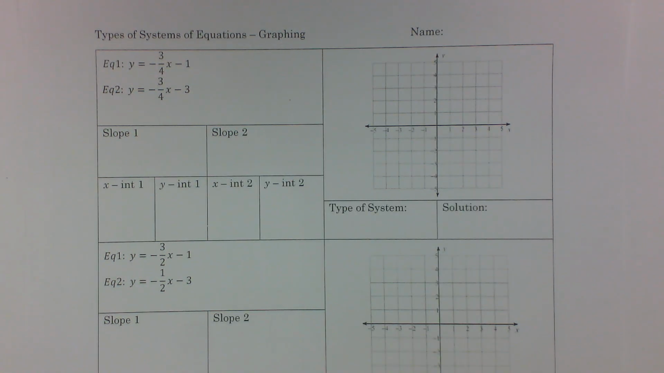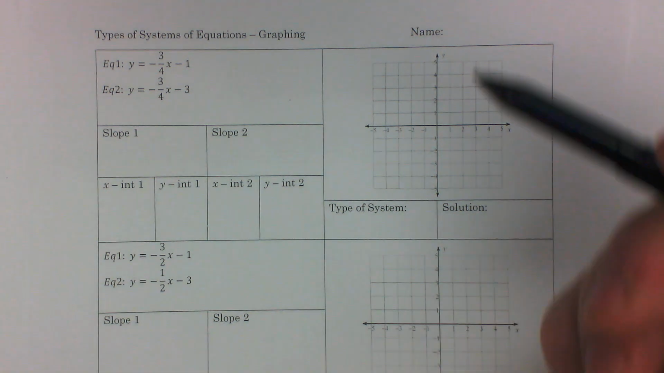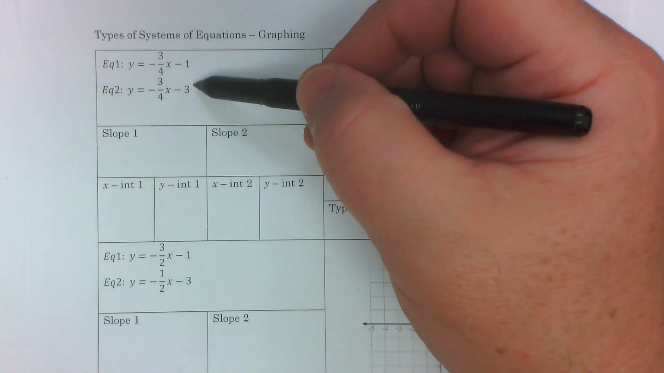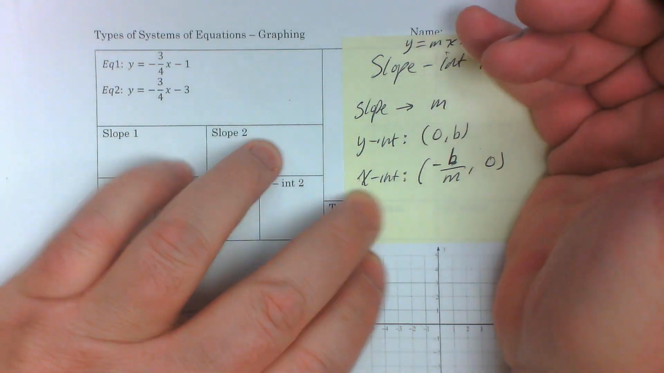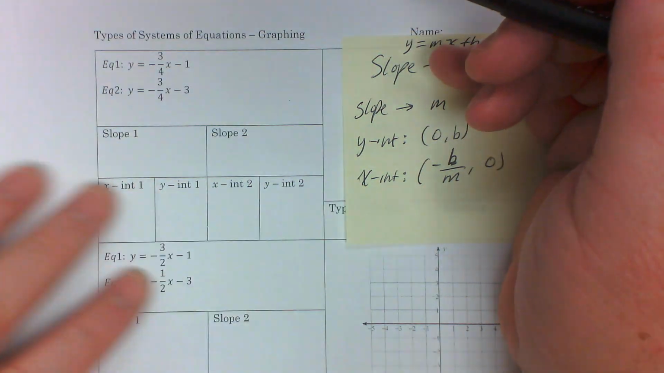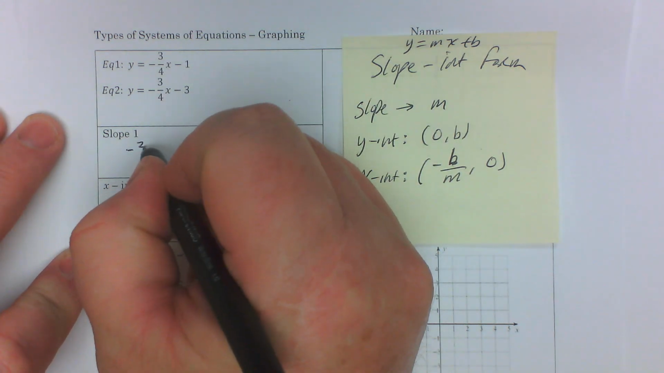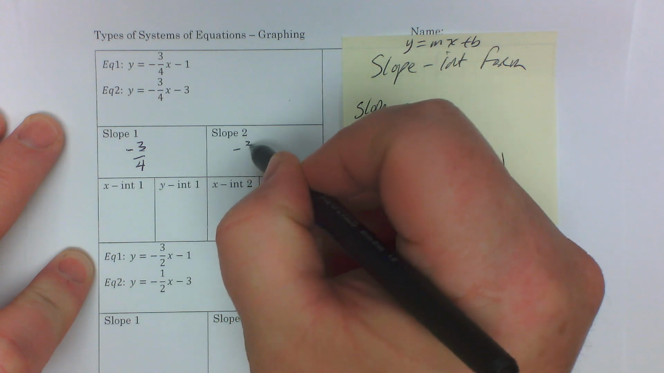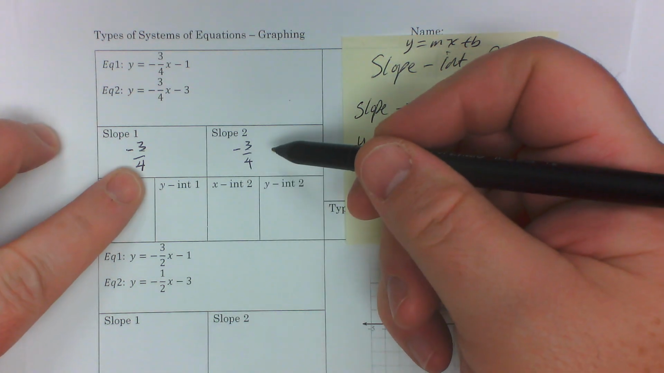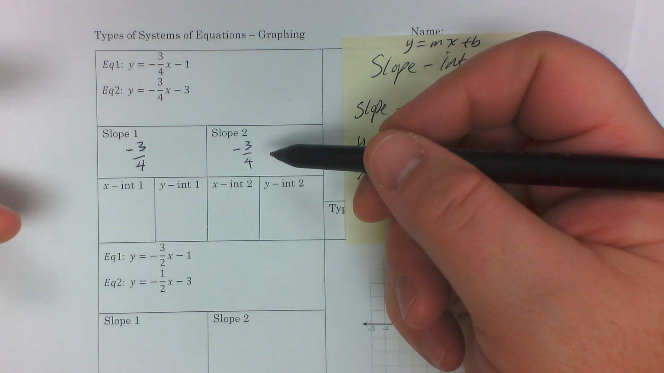All right. So the first one right here, we have two equations that are in slope-intercept form. That's y equals mx plus b, right? So I've got my little cheat sheet here. This is how we're going to do it. Our slope, we know, is the coefficient of x. So our first one, negative 3/4, second one, negative 3/4. So right off the bat, the slopes are equal. That means the lines are parallel, right?